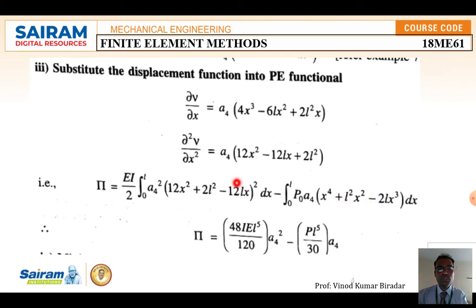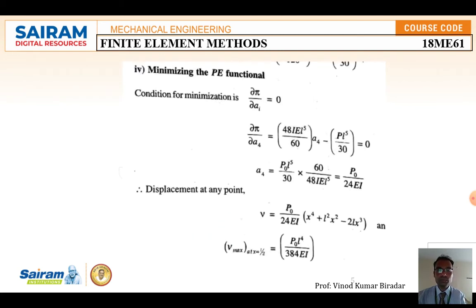Once you substitute this, you have to re-simplify it. You are going to get pi is equal to 48 EI L to the power of 5 whole divided by 120 a4 square, minus P L to the power of 5 divided by 30 into a4. Once you do the integration, you get the minimum potential energy function pi like this.